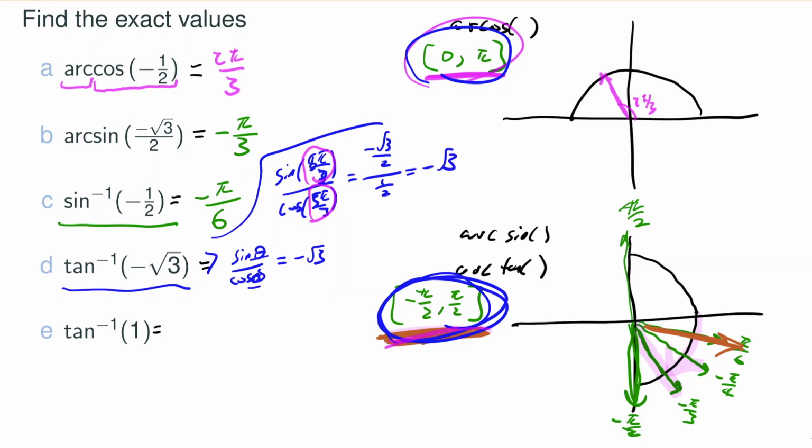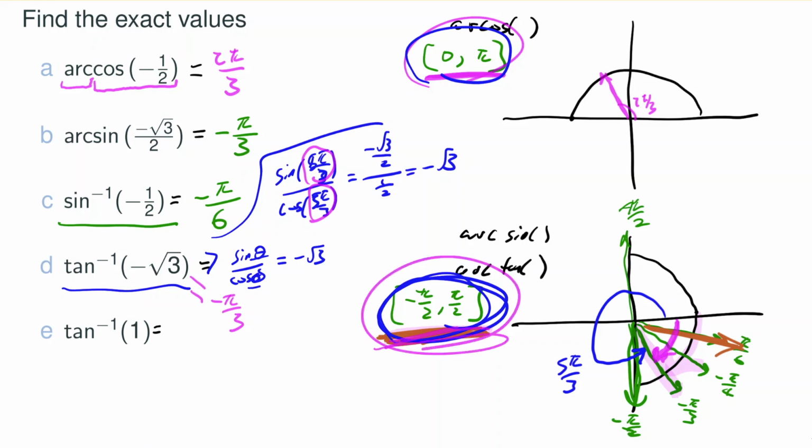5 pi over 3, let me draw it here. This angle right here is 5 pi over 3. But since this is out of range, we write another equivalent coterminal angle, this one right here, which is negative pi over 3. So the answer to this is negative pi over 3. You cannot write 5 pi over 3. You can reference 5 pi over 3 to locate on the unit circle, but when you write the answer, you have to make sure it's in this range.